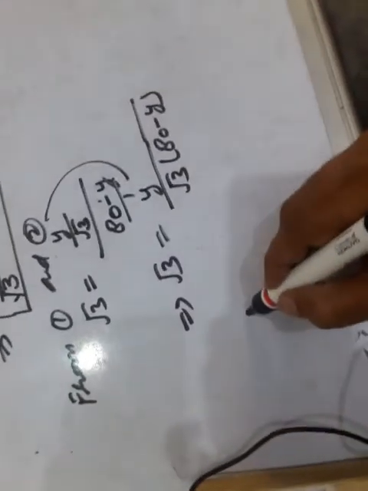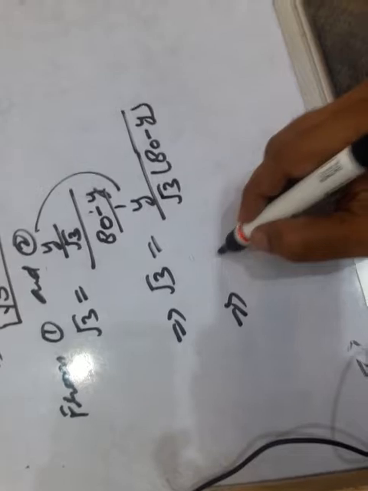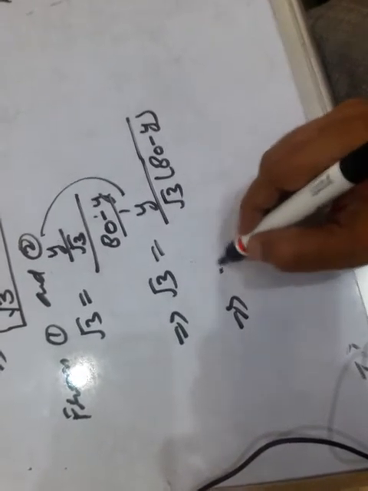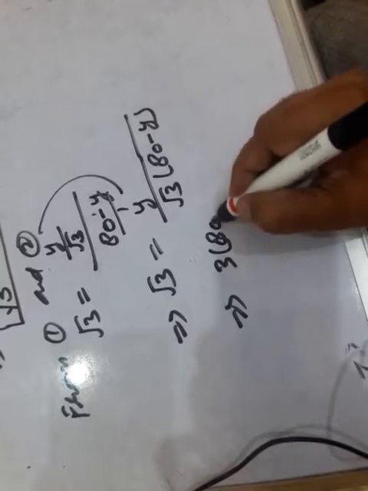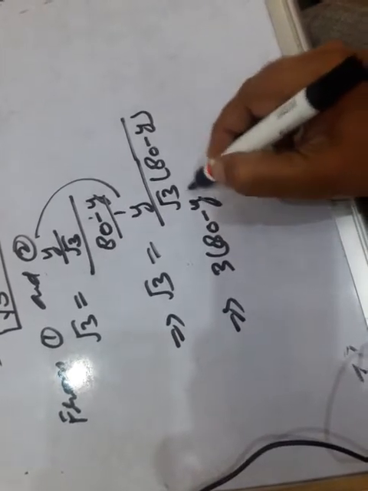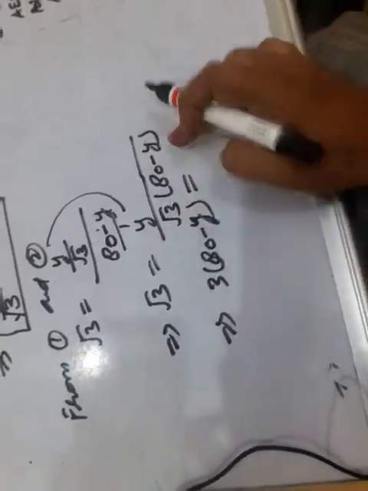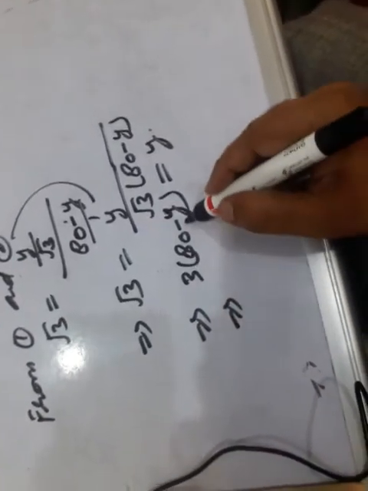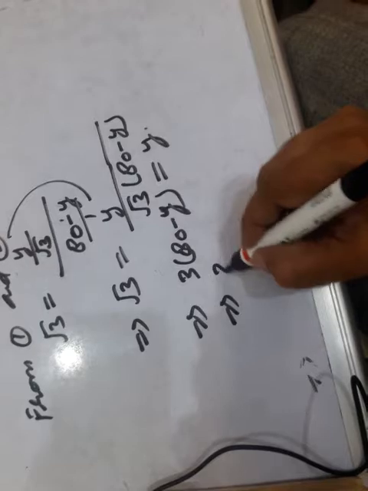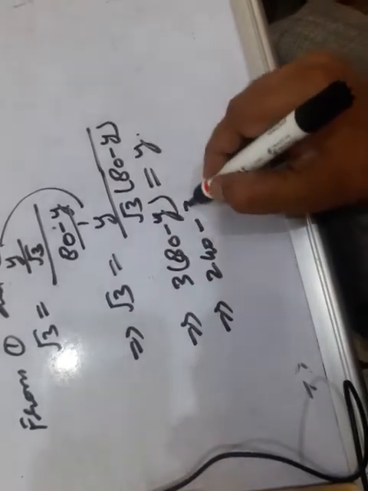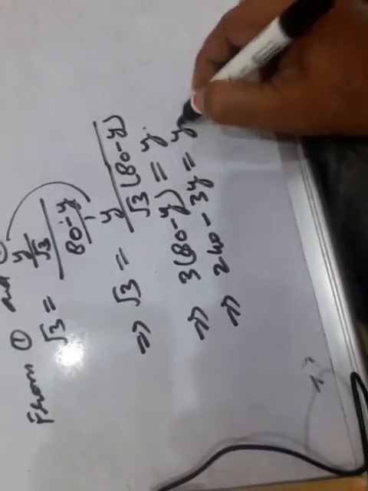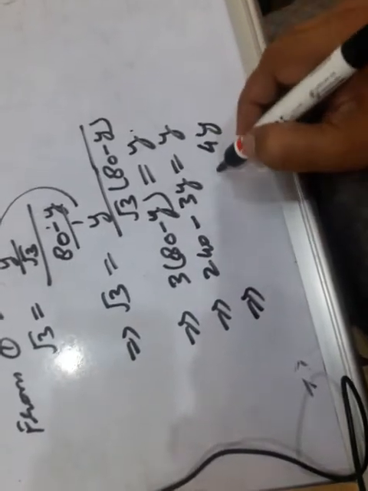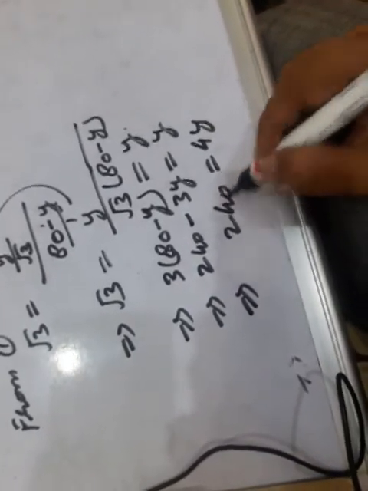Write down. This implies that root 3 into root 3 equals 3 into 80 minus y. Clear? 3 into 80 minus y equal to y. This implies 240 minus 3y equal to y. This implies that 4y equal to 240.